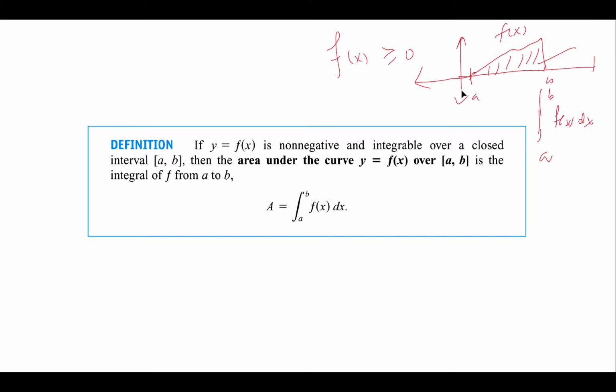So the definite integral is very useful for finding the area under the curve if that function is non-negative. If it's negative, then the definite integral is actually the negative of the area. For example, let's say this is the curve from a to b, then the integration of f of x from a to b is the negative of this area. But basically this definite integral will help you find the area under the curve.